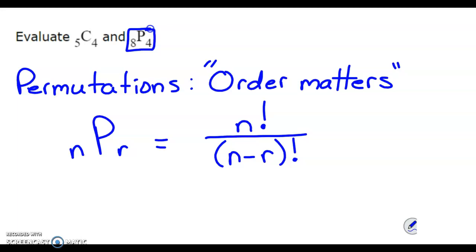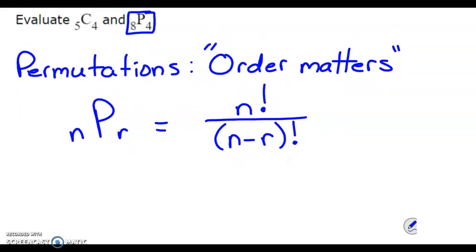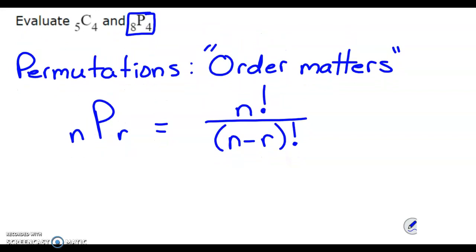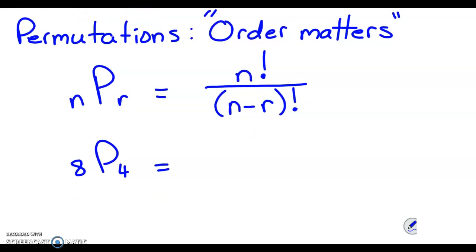All right. So make sure we're writing this down. So when you do your first example here, we've got 8P4. So what you're going to be doing is just plugging into this situation. Your N is going to be the bigger number, okay? So that's going to be 8 factorial over N minus R factorial, the 8 minus 4 factorial.